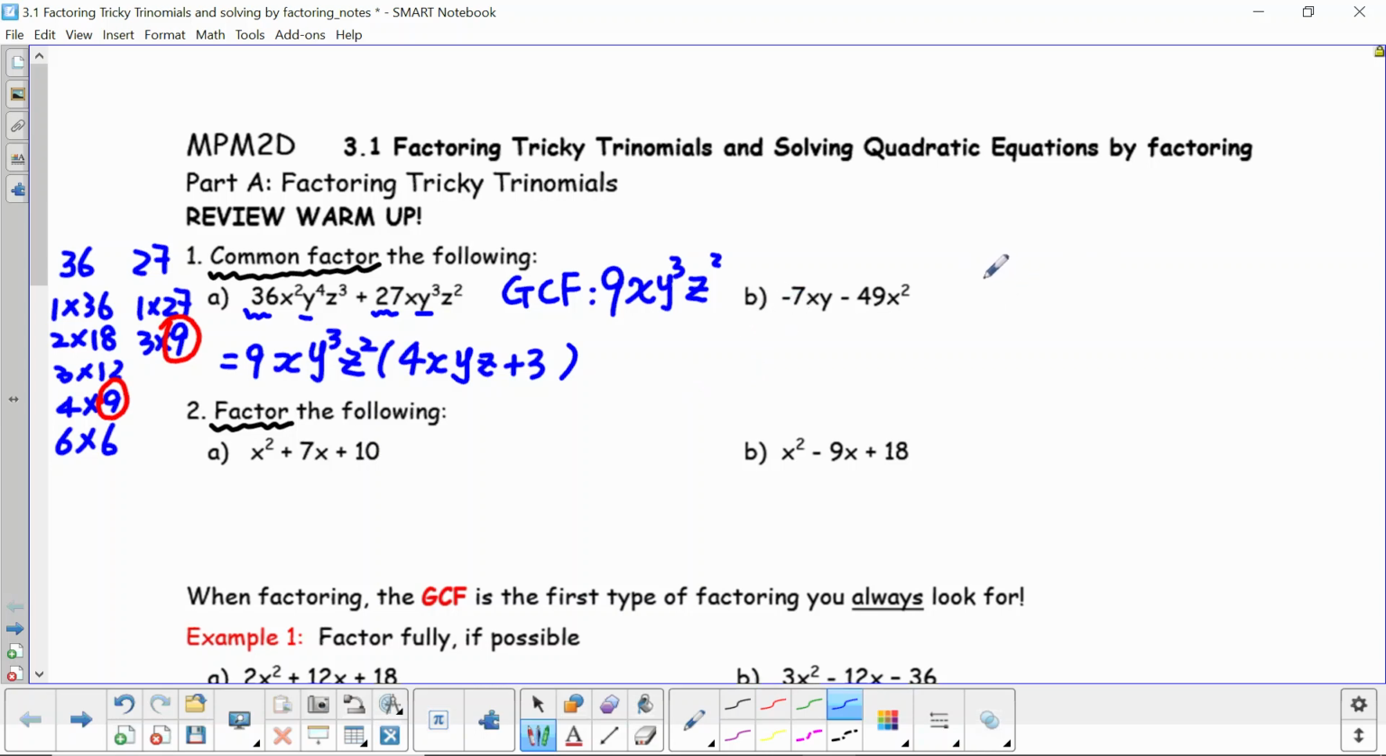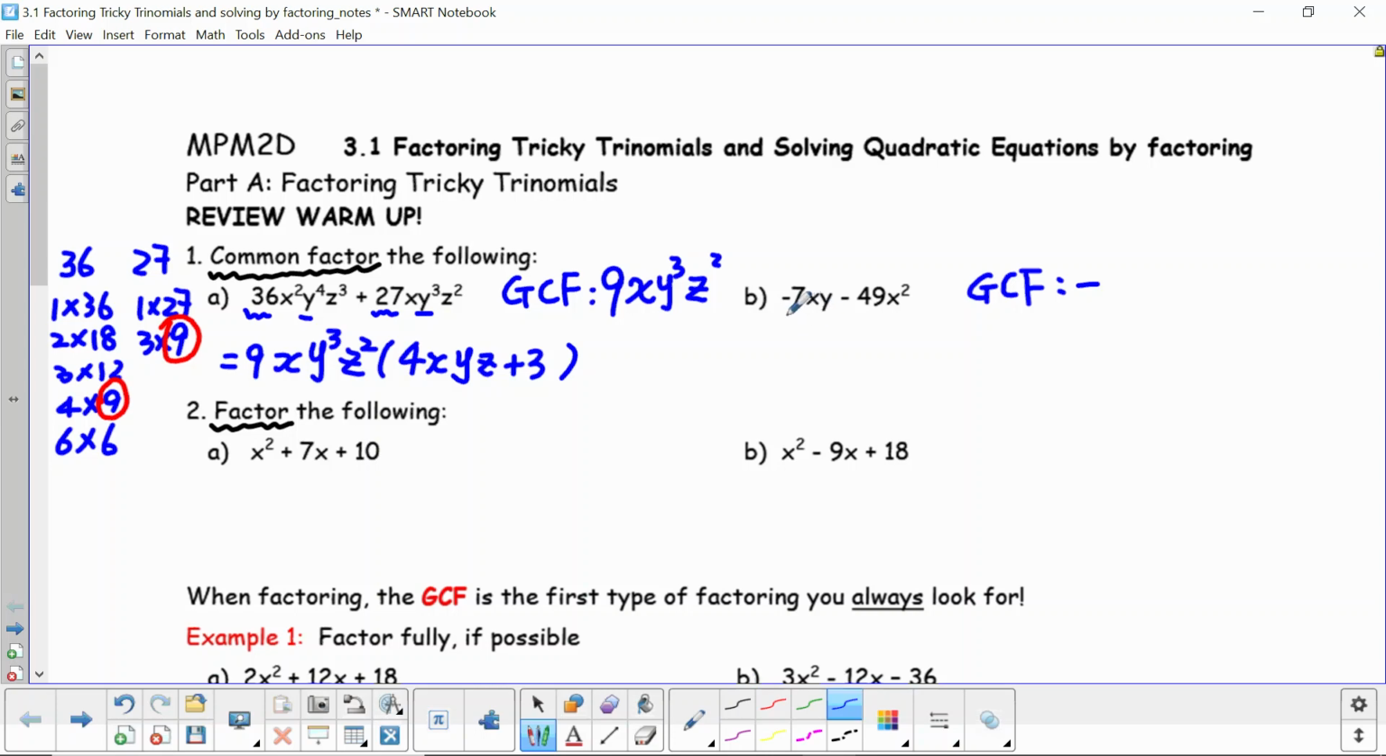Then the next one, greatest common factor. If both terms have a negative number, we want to take the negative out because we want the first term in the bracket to be positive. If you don't take it out, it will still be right, but normally we take the negative sign out to make sure the first term in the bracket is positive.